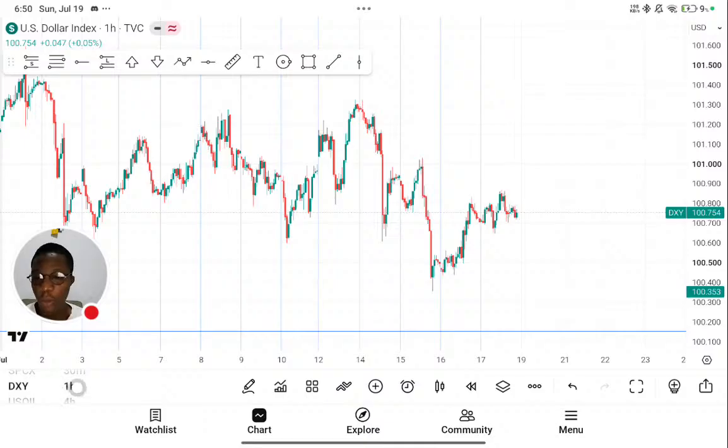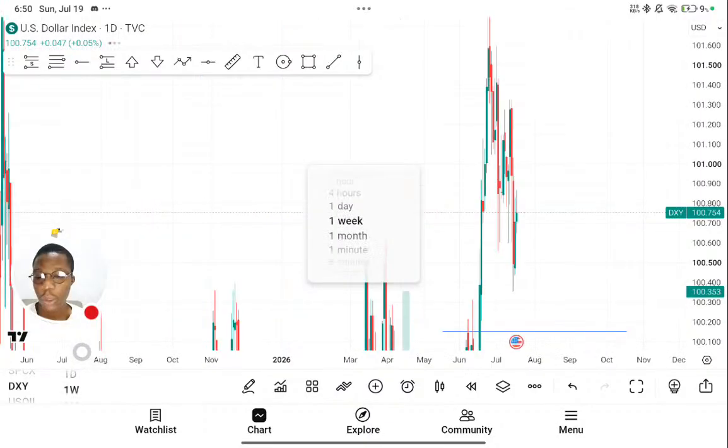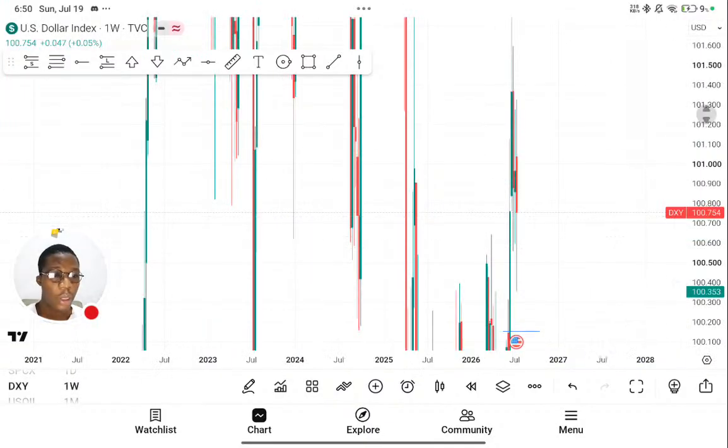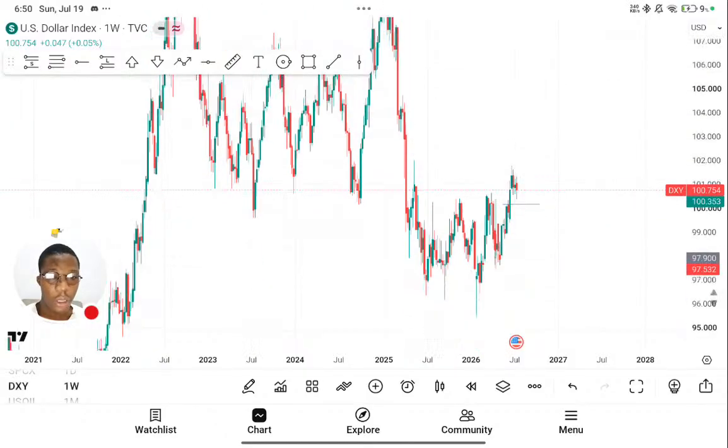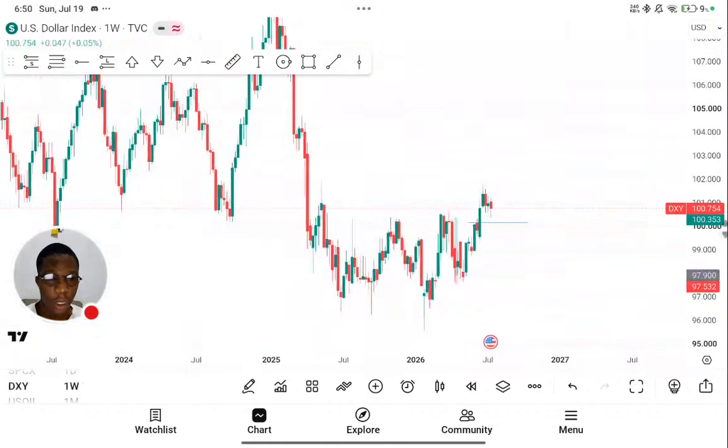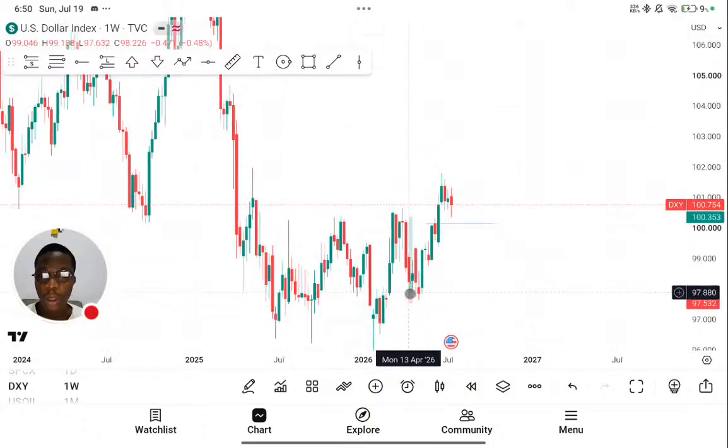Here's the DXY. We start as usual. Any market, we start from the weekly time frame, right?